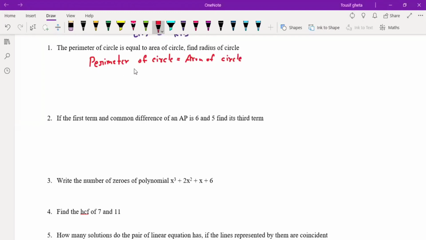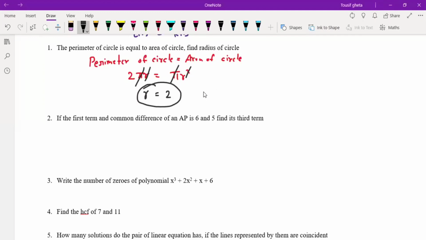The perimeter of circle formula is 2 pi r. The area of circle formula is pi r square. So many things can be cancelled. I can see pi gets cancelled. On the left hand side, there is only one radius. On the right hand side, there are two. So one r will cancel one. So what is remaining now? Radius I'll write on the left side and the value on the right side. It is 2. Radius is equal to 2 centimeter.